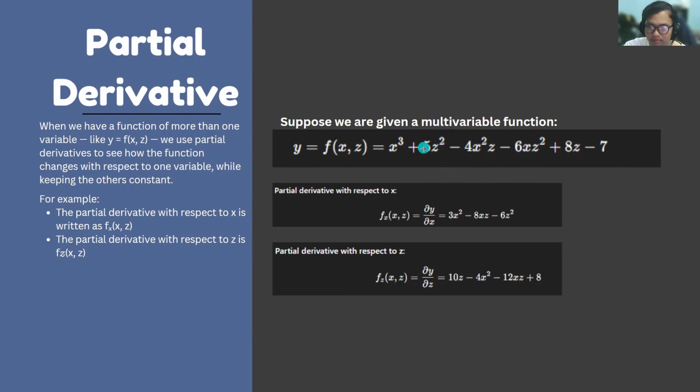2 times 5, that's 10. Because we only use 2, we can remove it by minus 1. That's 10z minus 4x to the power of 2, because the z is gone. Minus 2xz, just like the previous with respect to x. You can go and times the 2 and the 6 minus 1. The power minus 1, that means that, and the 8, because the z is gone, that means only the number. That's how we found the basic of the partial derivative.